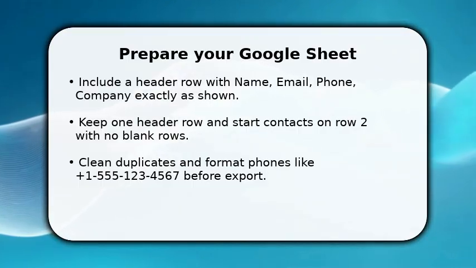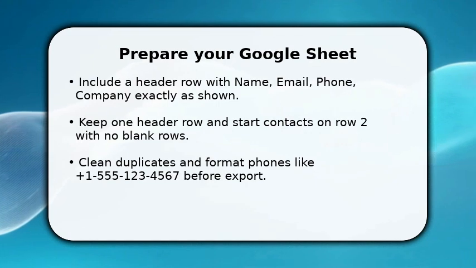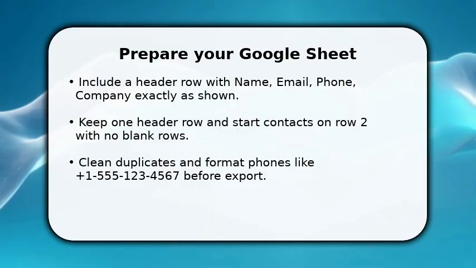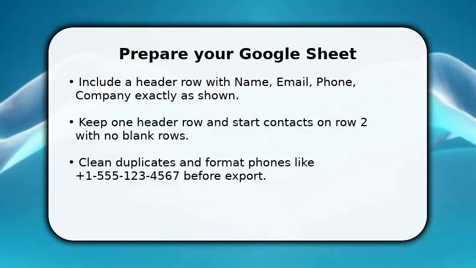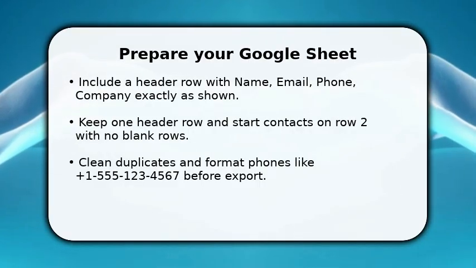Format all phone numbers with country code. For example, +1-555-123-4567. Check for stray commas and quotation marks that can break CSV parsing. Save changes before exporting to ensure the latest data is used.